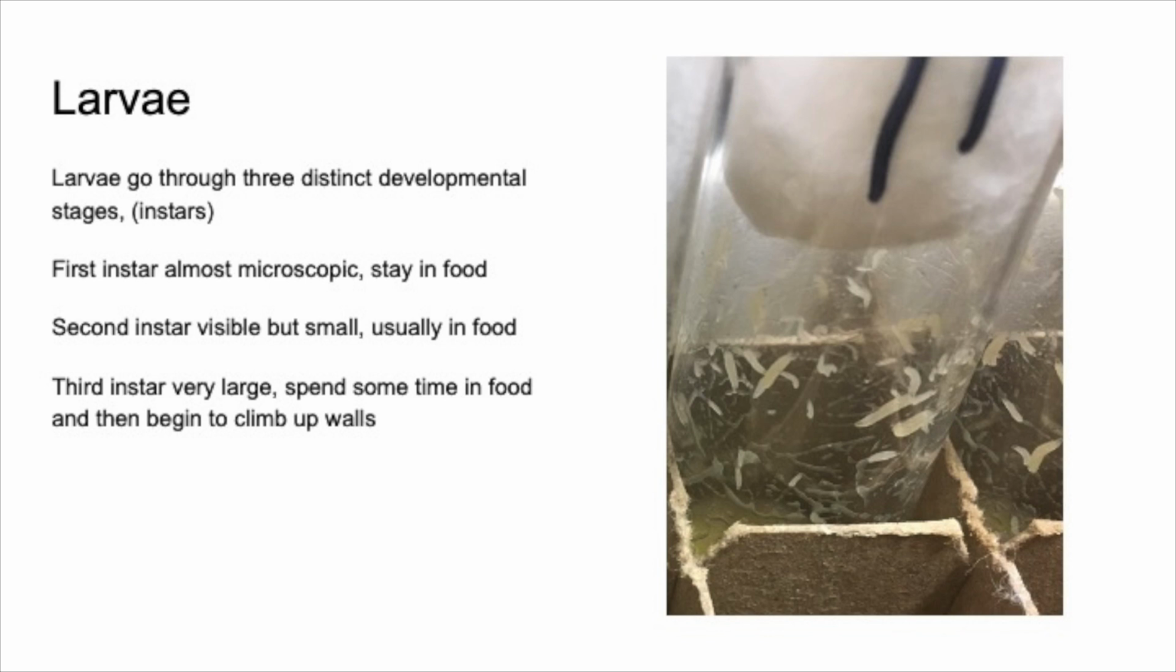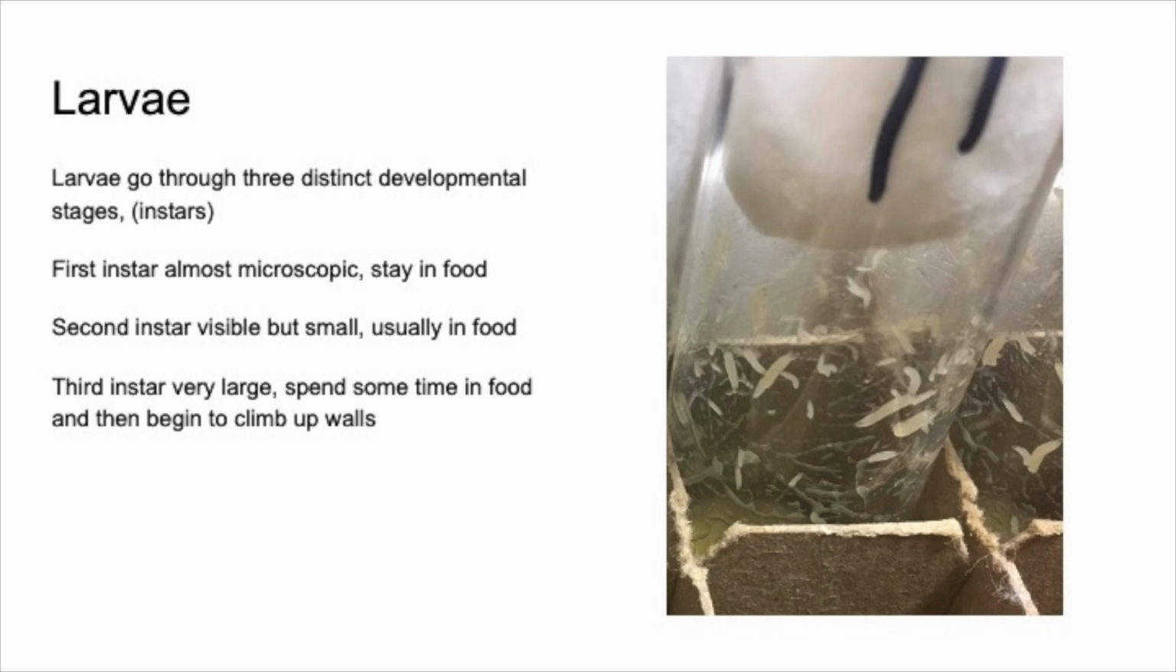The first instar is almost microscopic, smaller than the egg, and they typically stay on the surface of the food and then will begin to burrow down into the food. The second instar is visible, but is very small. If you look at the top edge of the surface of the food, you should be able to see second instar larvae crawling around and burrowing into the food.